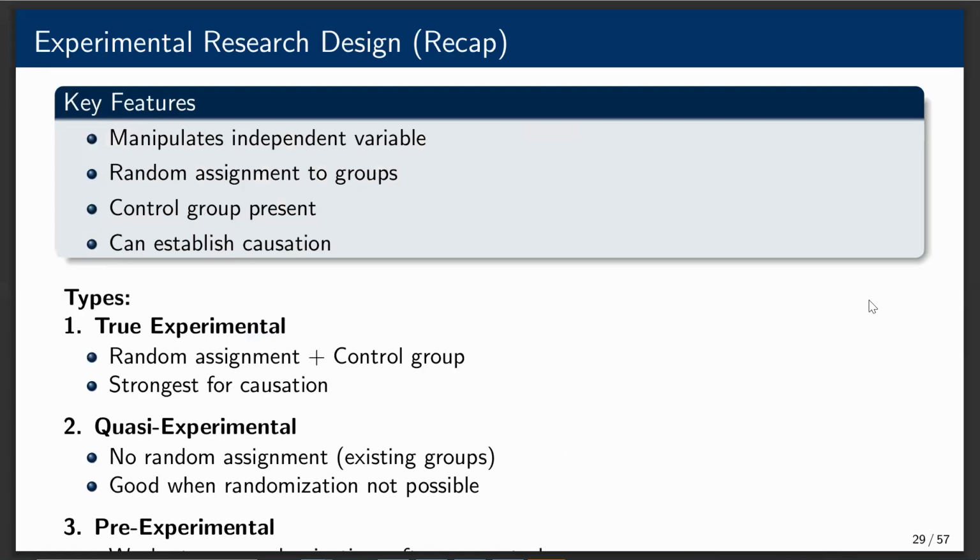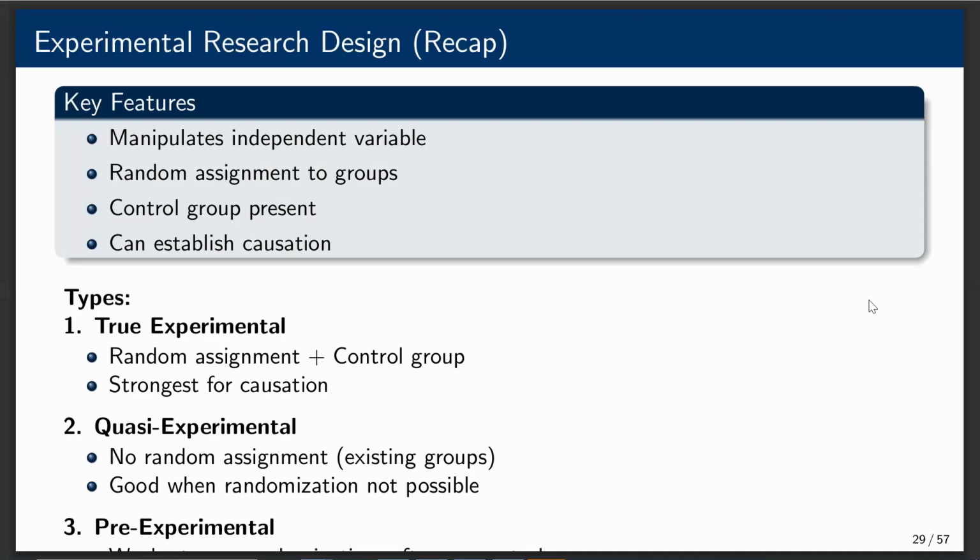Then next is experimental research design. So what are the key features? It manipulates independent variable, random assignments to groups, and control groups are present over here. It can establish the causation. What are the different types? Basically, it is true experimental, means there is a random assignment plus control group, and it is the strongest for the causation. Quasi-experimental, where there is no random assignment, basically you are studying with the existing groups. Then it is good when randomization is not possible, right?